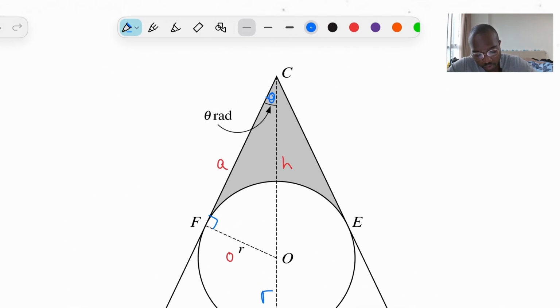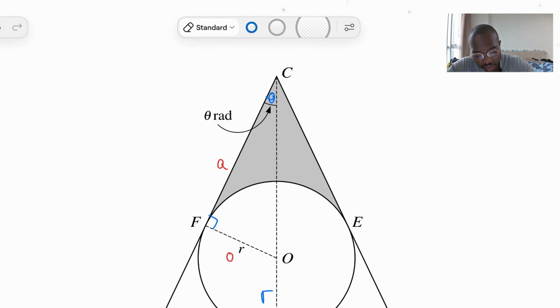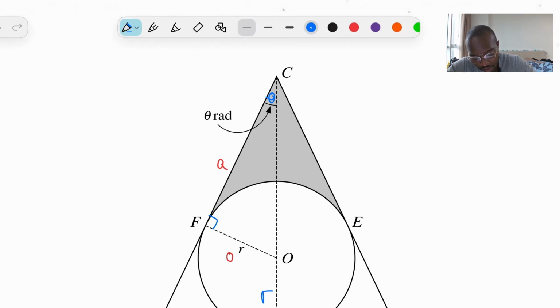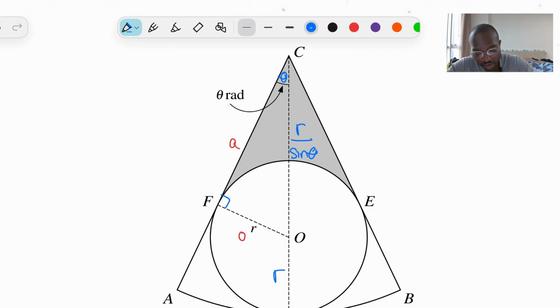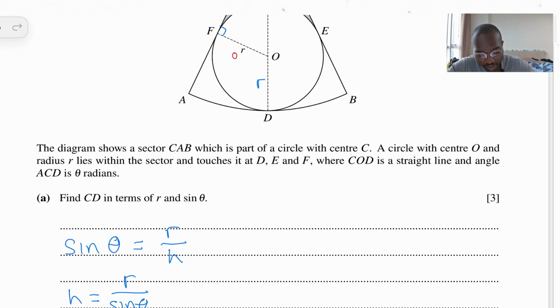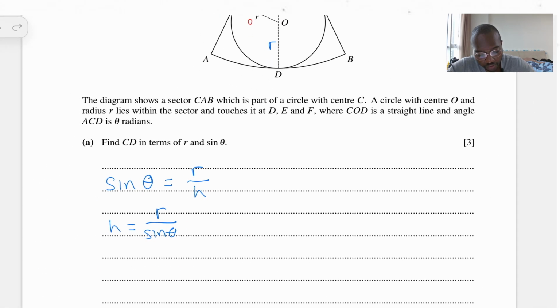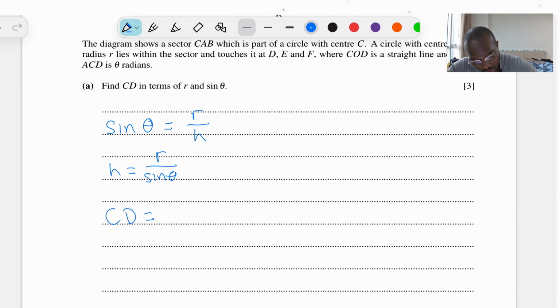So because we know that, we can replace this now. And we know that this is R over sine theta. And therefore, if we know CO is R over sine theta, we know OD is R, then COD would just be them added up together. So therefore, we know that line CD is just simply going to be R over sine theta plus R.